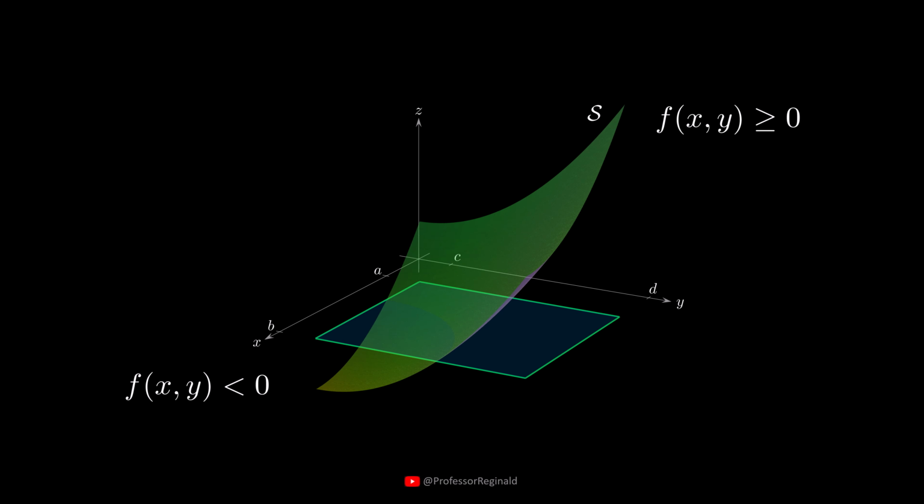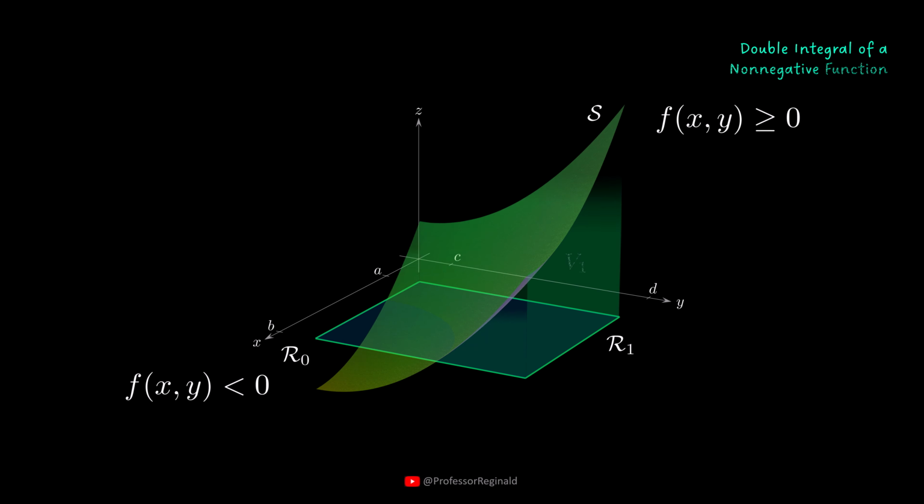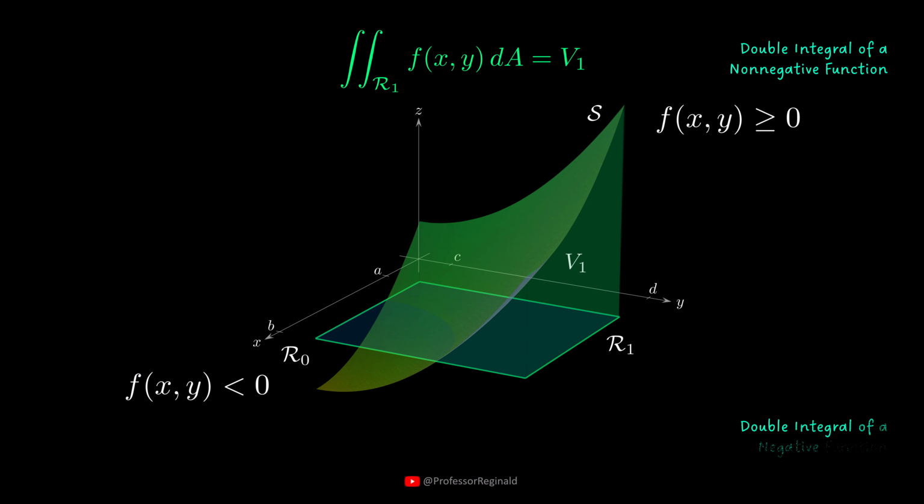For such a case, the surface intersects the xy plane and divides the region of integration. The double integral of the non-negative portion of the function is going to be positive, while the double integral of the negative portion of the function is going to be negative. The sum of these two double integrals leads to the net volume bounded by the surface.